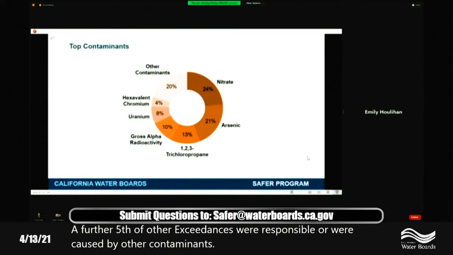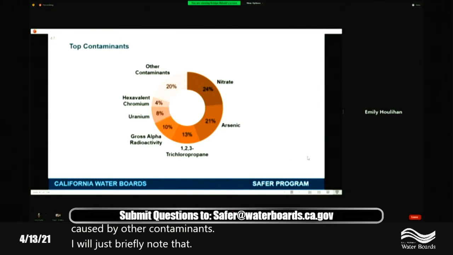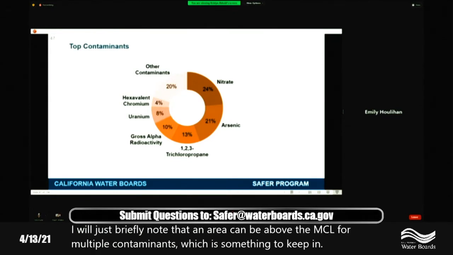I will just briefly note that an area can be above the MCL for multiple contaminants, which is something to keep in mind when interpreting this data.